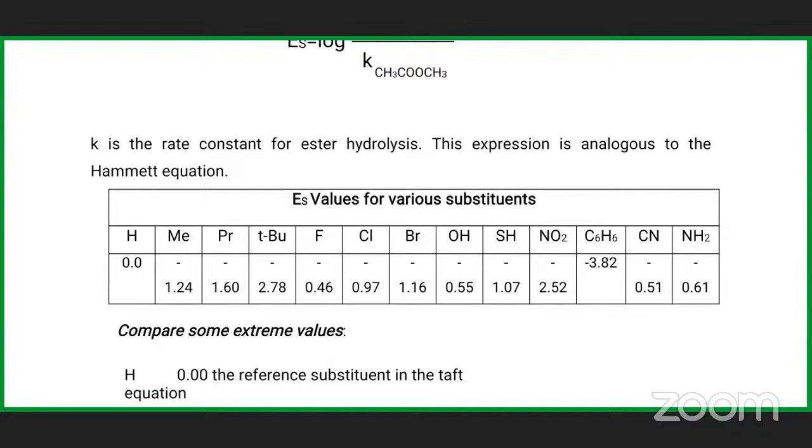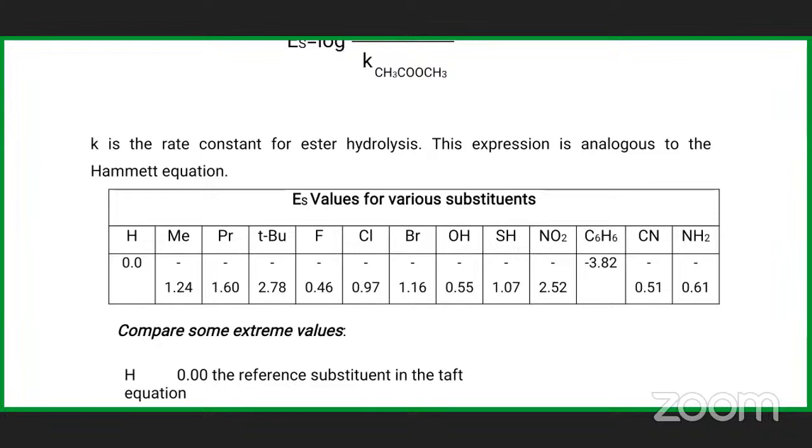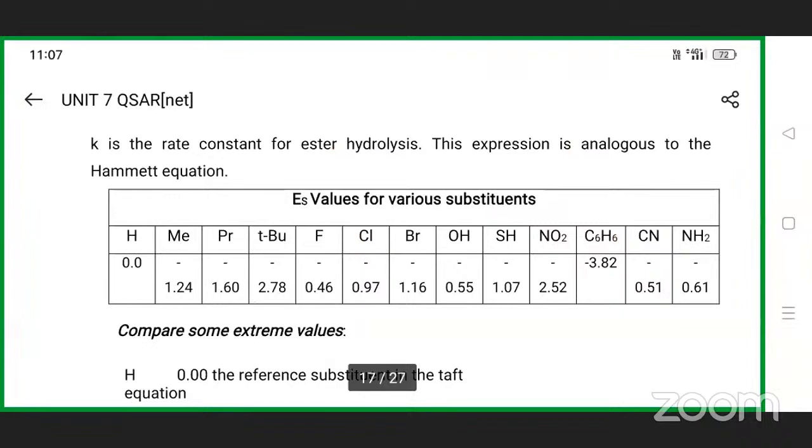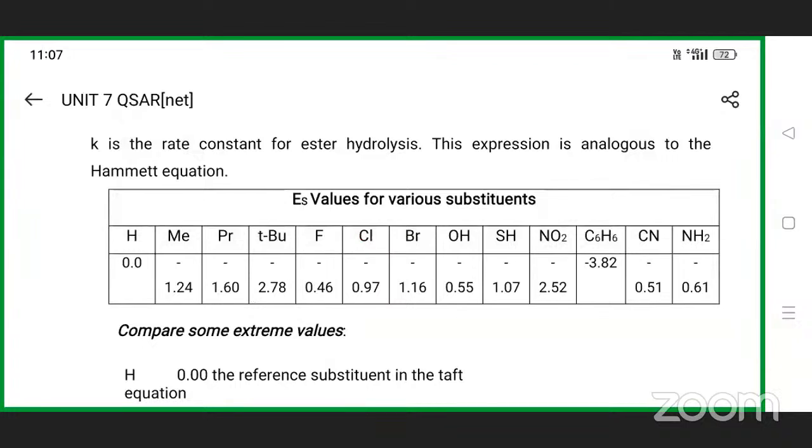And here they are taking hydrogen as the standard one, where its value is 0, and then methyl has a value of minus 1.24, and propyl group minus 1.60, and tertiary butyl group minus 2.78, and fluorine minus 0.46, and chlorine minus 0.97. Like that, the amine group is minus 0.61, and the cyanide nitrile group is minus 0.51 here. So these are the values given for each and every substituent, right?